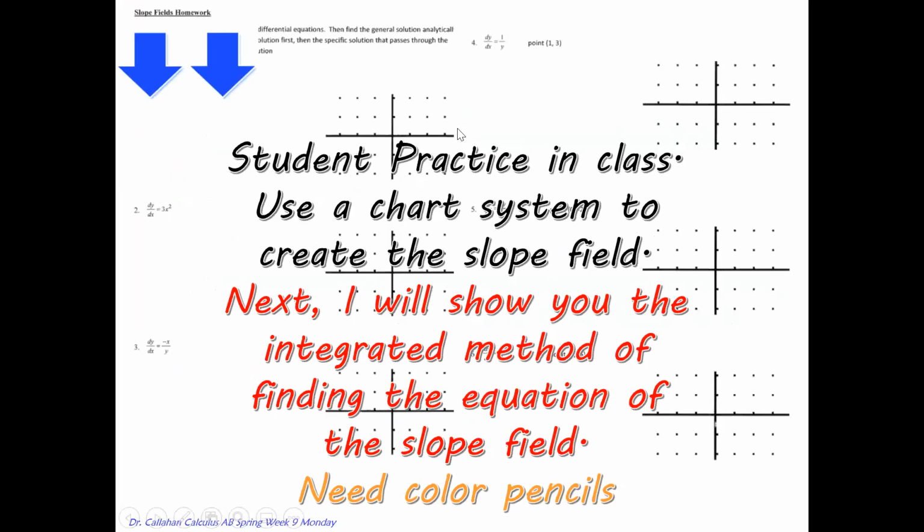All right, so let's do a little bit more practice. So I'm going to have you guys graph all of these by hand. So start your slope field, and next I will show you the integrated method of finding the equation of the slope fields. Okay, so pause the video and pick any 3 of your choice and give that a try.